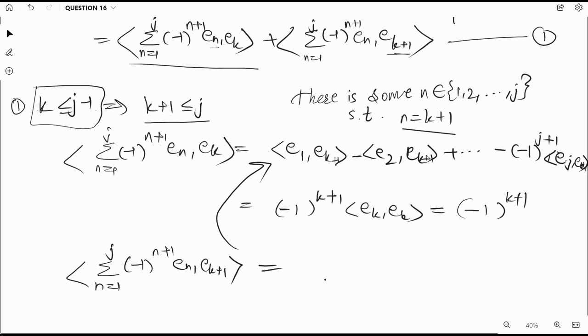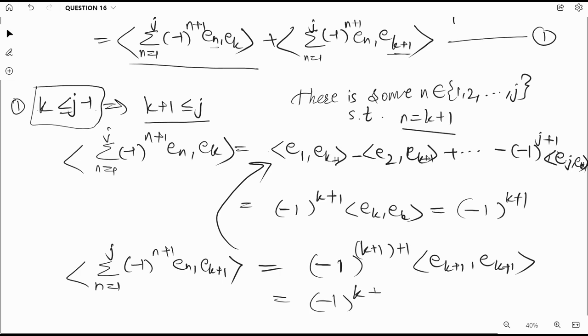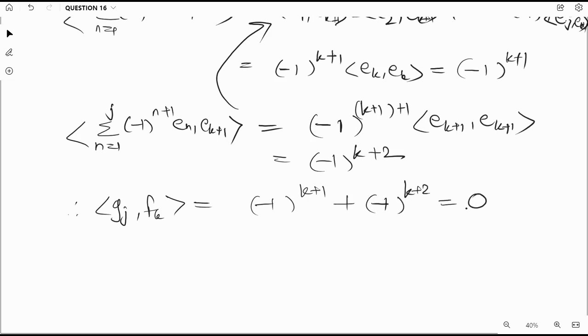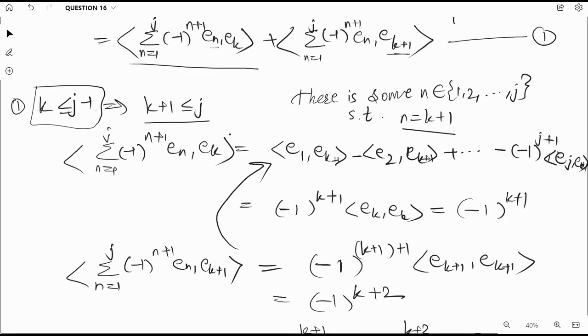And what will be that term? It will be (-1)^(k+1+1) times the inner product of e_{k+1} and e_{k+1}. Now this inner product is 1. So this becomes (-1)^(k+2). Okay, now adding these two terms, we get, therefore, the inner product of g_j and f_k is equal to (-1)^(k+1) plus (-1)^(k+2), and this is basically 0, right? So we got, if k is less than or equal to j minus 1, then this inner product is 0, right?